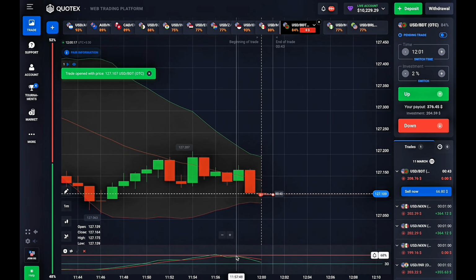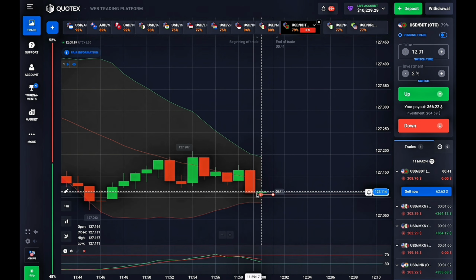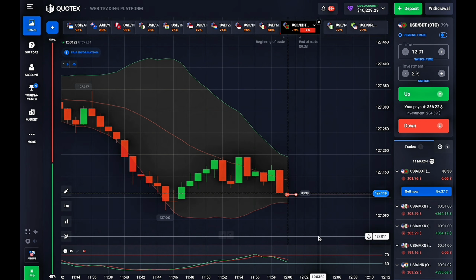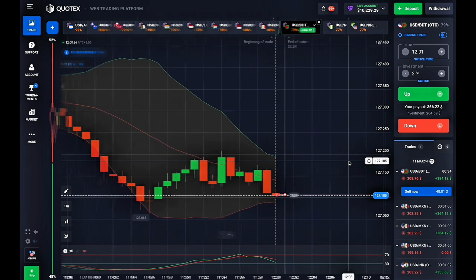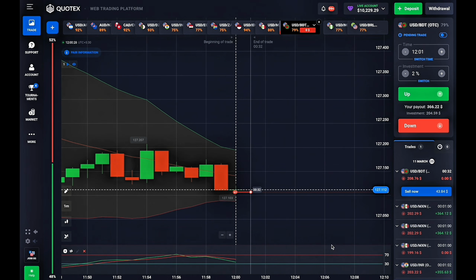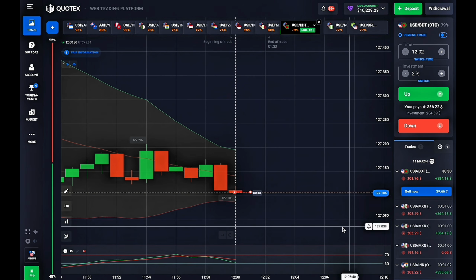Alright traders, the market has given me almost the exact same condition. Again, the stochastic oscillator has given me a crossover, and at the same time we have a clear breakout from the middle line of Bollinger Band. That's the reason why I'm going directly with a put entry trade here.